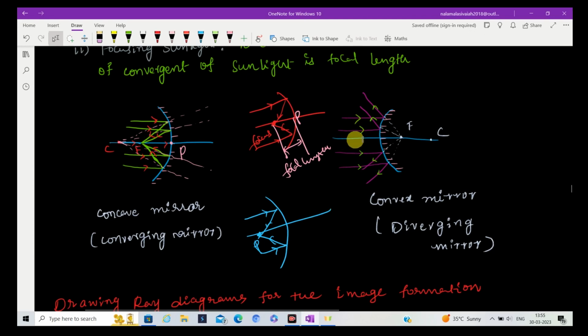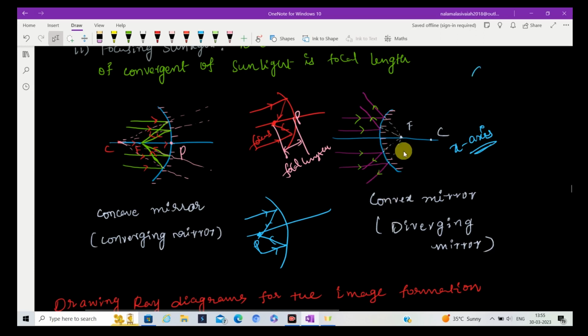This is the line, the principal axis. The line which is parallel to the x-axis, that is called the principal axis. So that's the reason we consider it as a principal axis. These light rays after reflection are moving away from the principal axis.